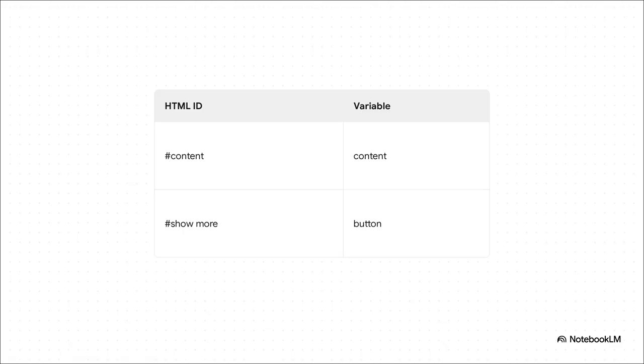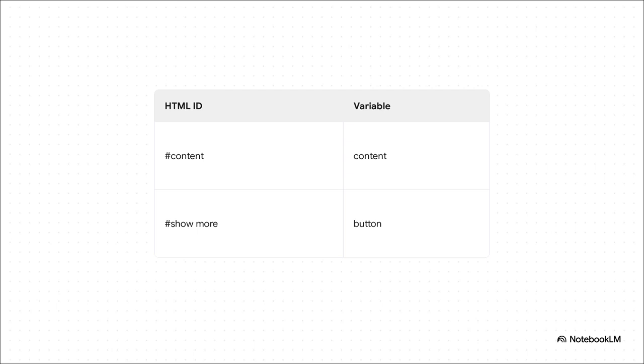Section 3. Selecting the elements, casting the actors for our script. All right, before JavaScript can actually trigger any action, it needs to grab hold of the DOM elements we want to manipulate. We map our HTML ID of content to a JavaScript variable named content, and our show more button ID to a variable named button. Caching these elements into variables right up front is a huge best practice.